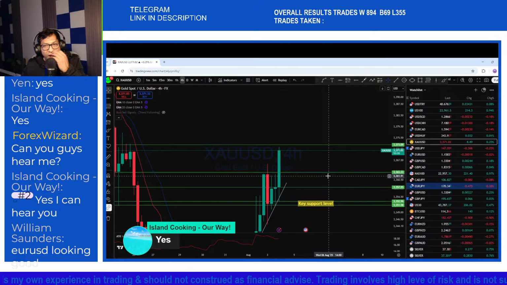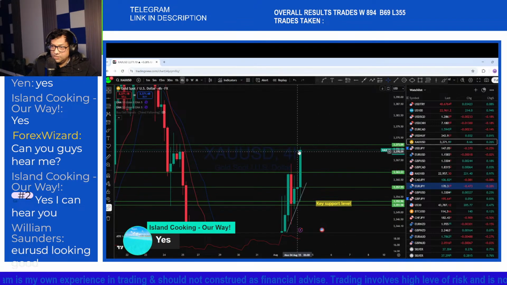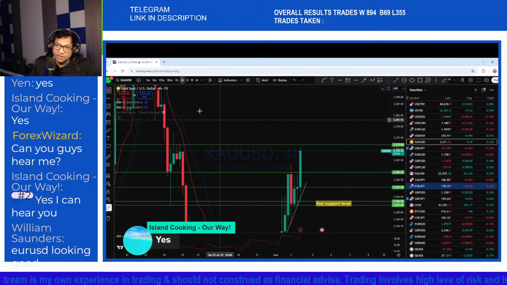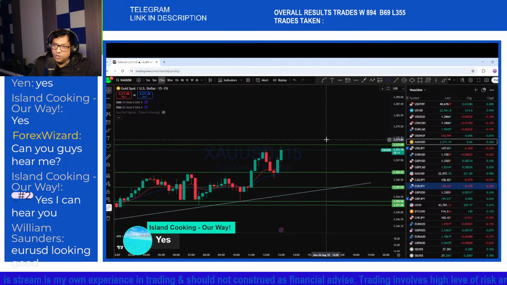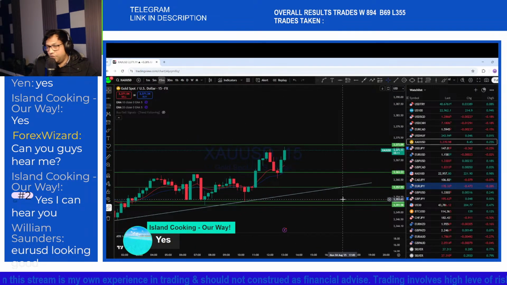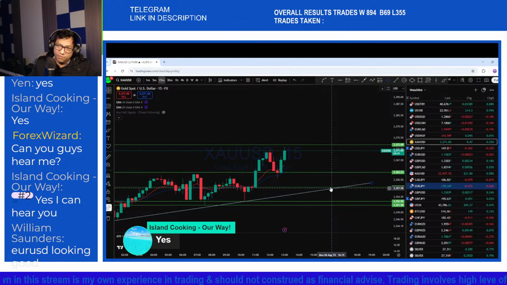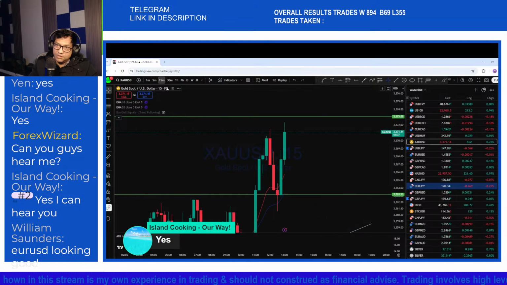For us to find that buy entry, this is where you need to see the market getting the rejection from an important liquidity zone, any of these important support levels, before we look for that entry.